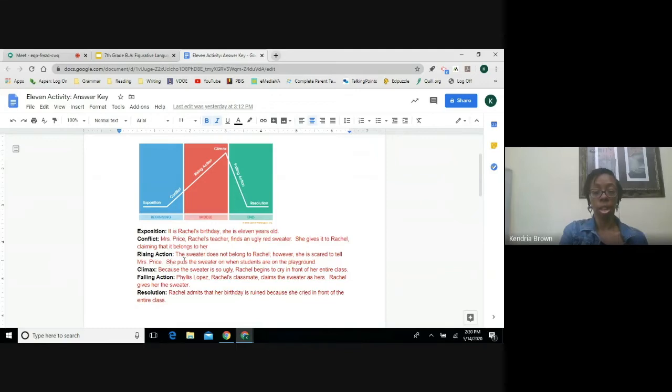Part of the rising action is the sweater does not belong to Rachel. However, she is scared to tell Mrs. Price. She puts the sweater on when the students are on the playground. The climax is because the sweater is so ugly, Rachel begins to cry in front of her entire class.